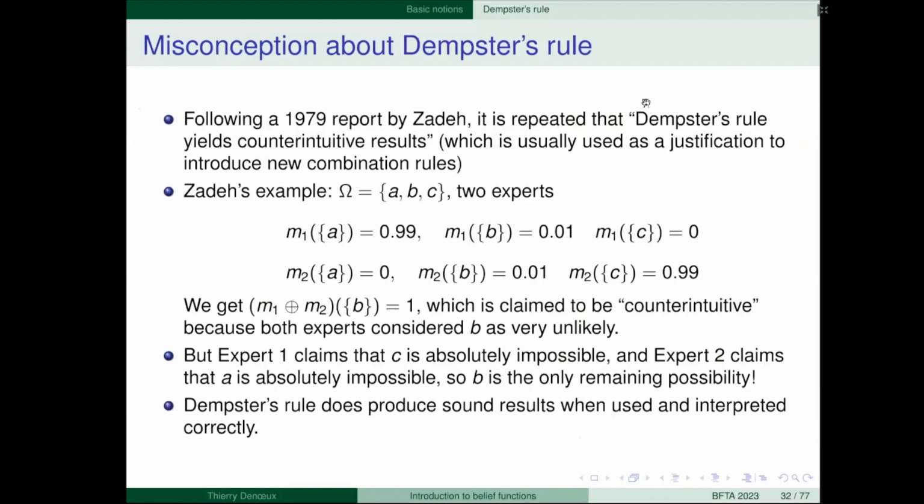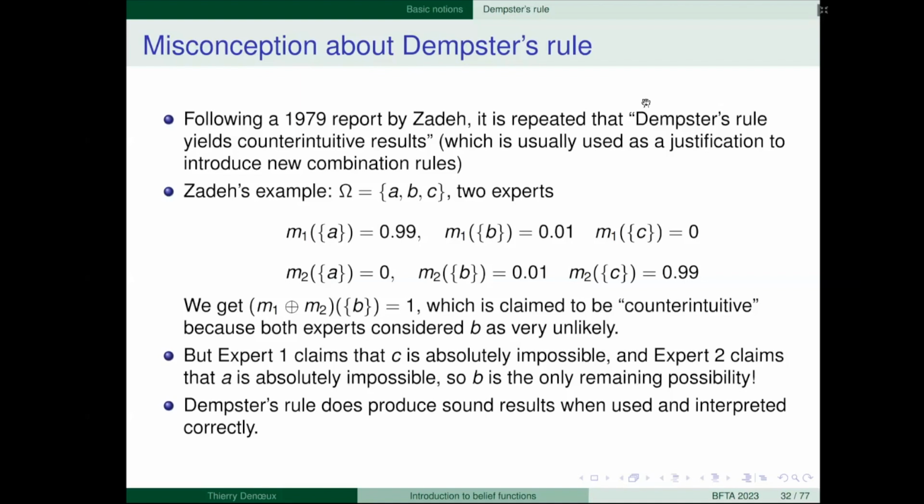Okay, this is a slide about some misconceptions about Dempster's rule. Unfortunately, in 1979, Zadeh published a report about that new Dempster-Shafer theory that he just read about in Shafer's book. And he concluded from some example that Dempster's rule yields counterintuitive results. And this has been repeated, and it is still being repeated in many papers. You can still see many times that Dempster's rule yields counterintuitive results, okay?